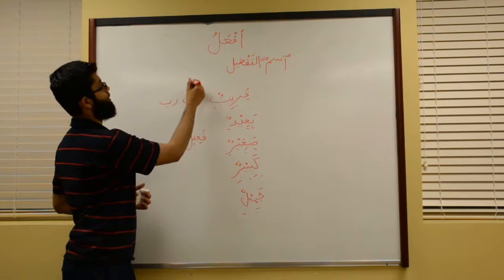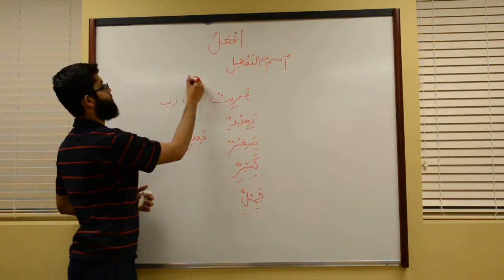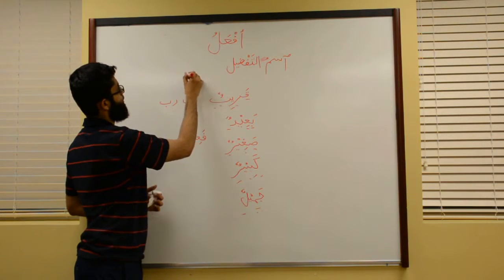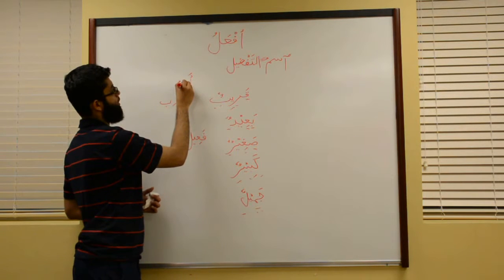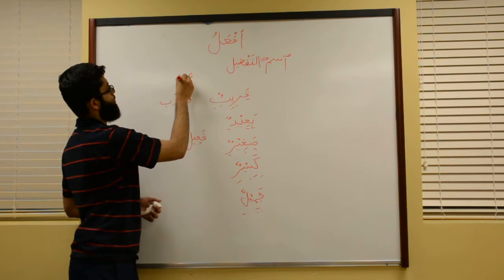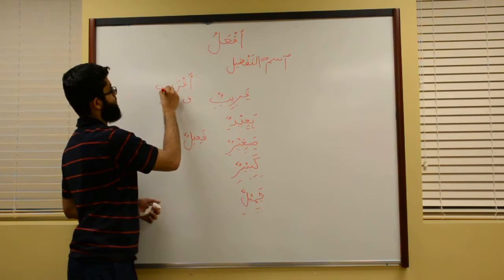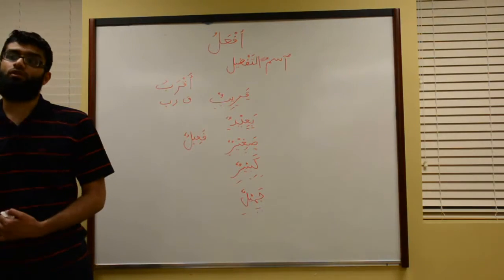So for qaribun, I have the fa, ayn, lam as my three roots, right? So I'm going to start with alif, and then a fatha, and then the fa kalima is, in this case, a qaf. The ayn kalima is a ra. So aqra, okay? So aqrabu means closer, okay?